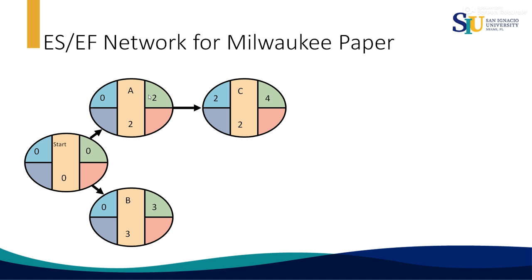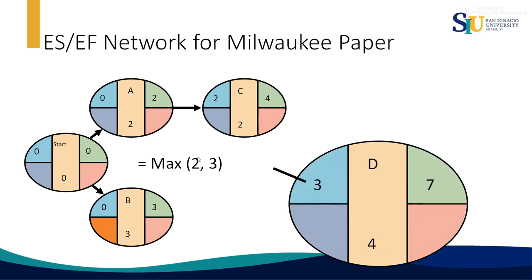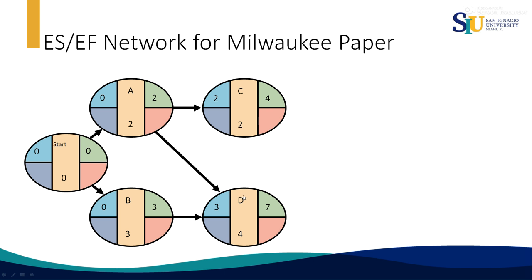Activity C comes after A. Now the earliest finish of activity A is 2, which is going to be the earliest start of activity C, 2. C cannot start before time 2. And activity C has the duration of 2 weeks, then 2 plus 2 equals 4. Then we go to activity D. Activity D is here. In this case, we have something interesting. Activity D comes after A and B.